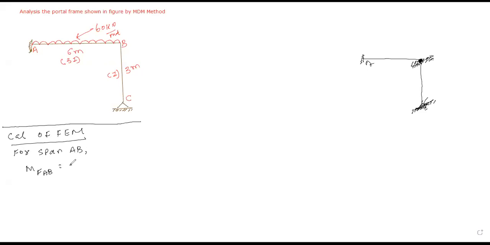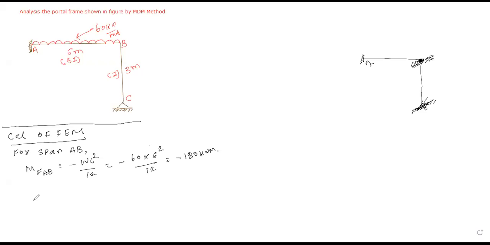So can I say that minus WL square by 12? Yes or no? Please give me the answer. Minus WL square by 12. That means, W is 60 and L is 6: minus 60 into 6 square divided by 12. Write down the unit. Minus 180 kilonewton meter is the answer.